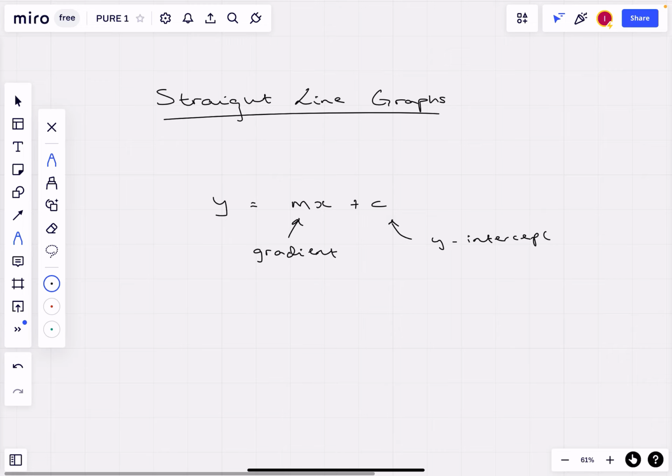Now, when it comes to working out the gradient, you may have come across a question where you have it in a graph and you work out the change in x and the change in y. I've heard some of my students refer to it as rise over run. That might be something you've come across.